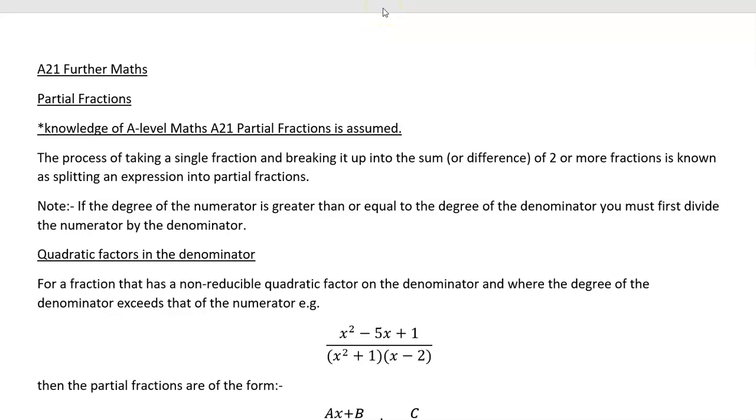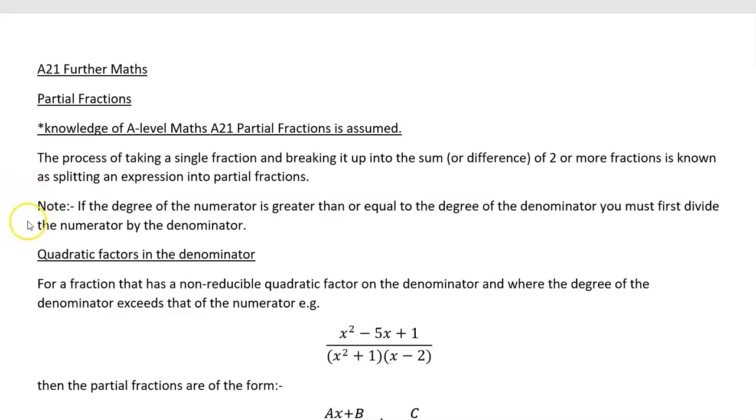Okay, in this video we're going to look at partial fractions. This is for CCEA A-Level Further Mathematics. Knowledge of A-Level Maths AS1 partial fractions is also assumed. The process of taking a single fraction and breaking it up into the sum or difference of two or more fractions is known as splitting an expression into partial fractions.